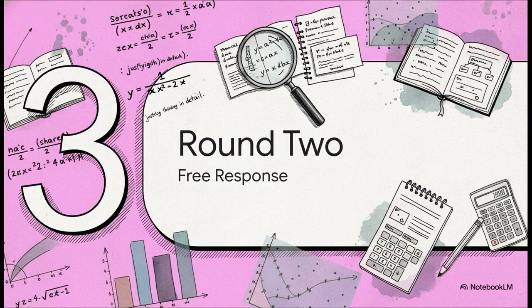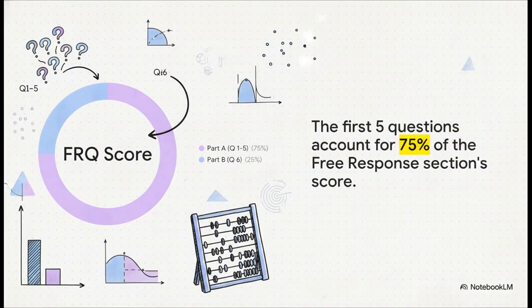So, once you've made it through the first half, we head into round 2, free response. This is where you really have to show your work and justify everything you're thinking. Okay, now this slide gives you a really critical piece of strategic info. The whole section is worth half your grade, we know that. But look how it's broken down. Part A, those first 5 questions, that's 75% of this section's score, which means they're worth a massive 37.5% of your total exam grade. That final question, Part B, makes up the other 12.5%.